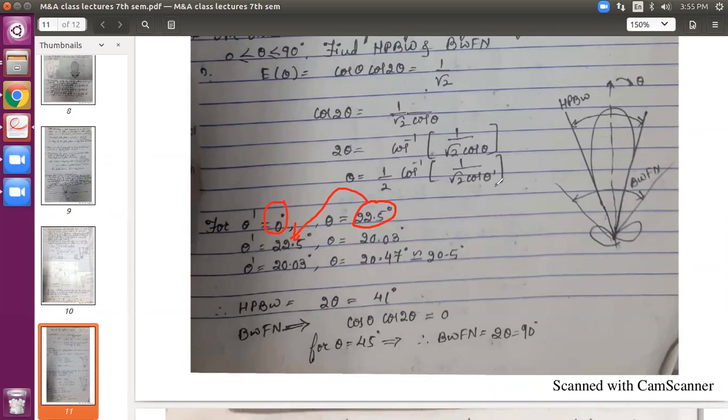$20.03. So I have got it right. I have written it here. Now in the next iteration, whatever answer I have got in the previous iteration, I will put that as theta dash and try to calculate theta. Check this. Half cos inverse 1 by root 2 cos 20.03.